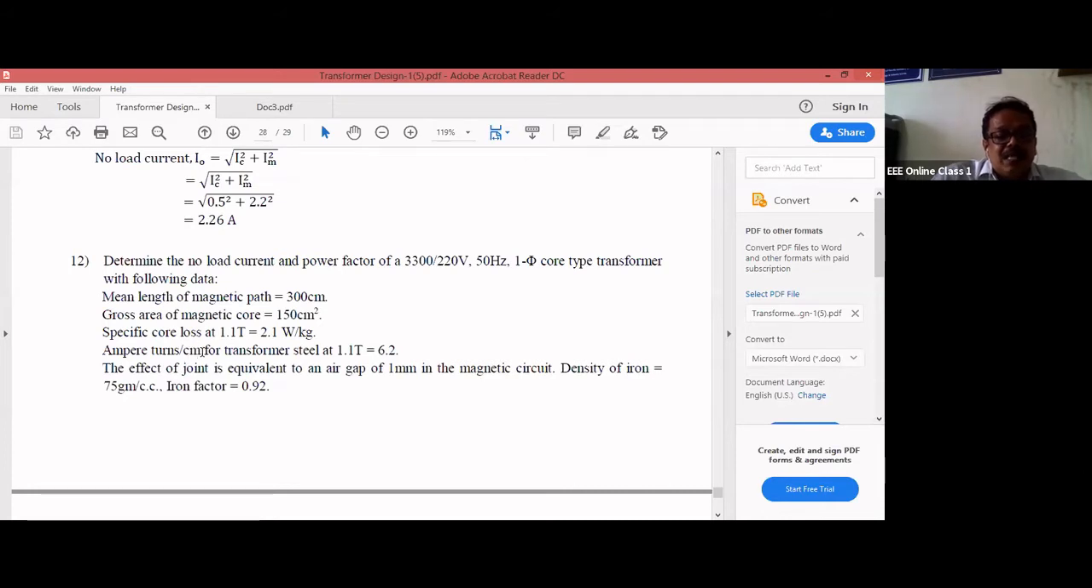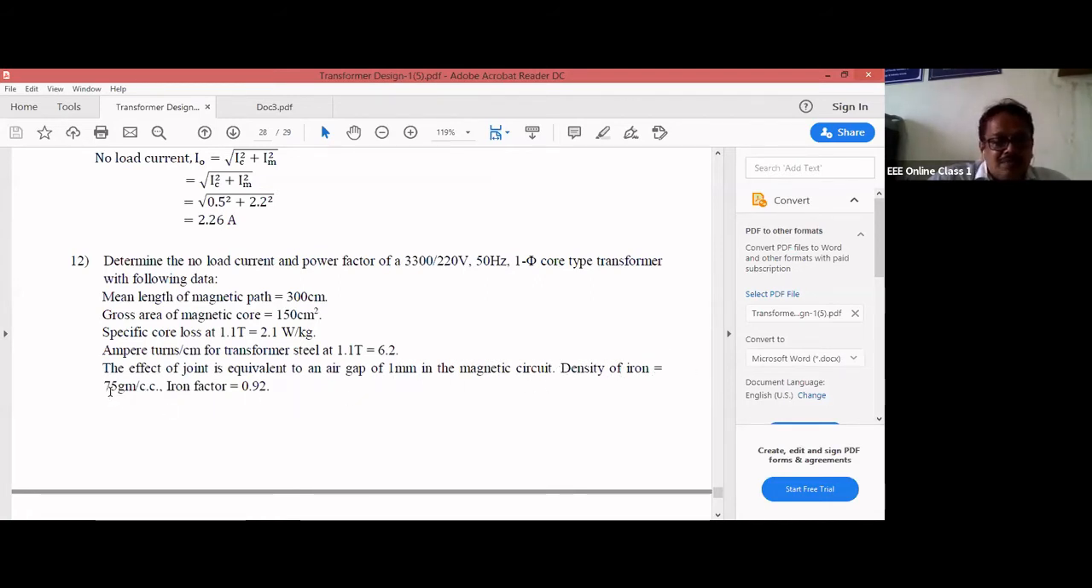Ampere turns per centimeter. Once again, normally it is ampere turns per meter, so here you have to convert ampere turns per centimeter to meter. Ampere turns per centimeter for transformer steel at 1.1 T is equal to 6.2. In the earlier problem I took it from the table. Here they directly give the value for a particular BM: what will be the core loss and what will be the ampere turns. The effect of joint is equivalent to an air gap of 1 mm in the magnetic circuit.